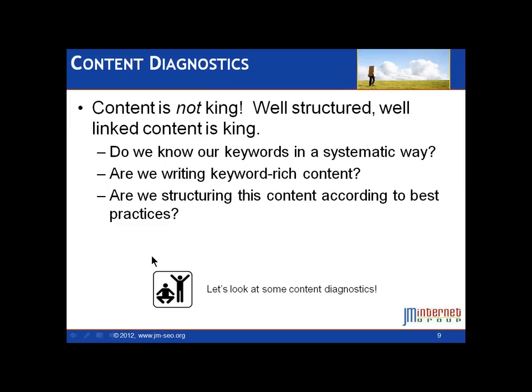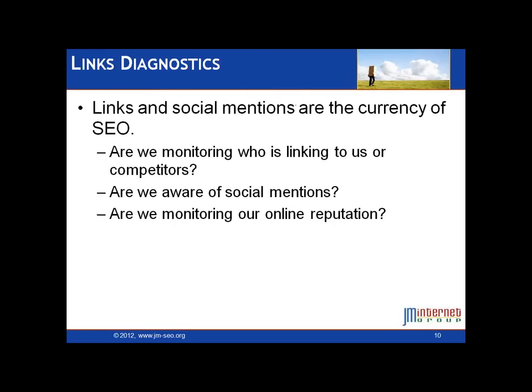So do we know our keywords? That's our keyword worksheet. Are we writing keyword-rich content? That's Wordle. Are we structuring the content according to best practices? That's MetaMind. So these are all diagnostics about how our content's working. All right, so now let's look at the third area. Let's talk about links and social mentions.